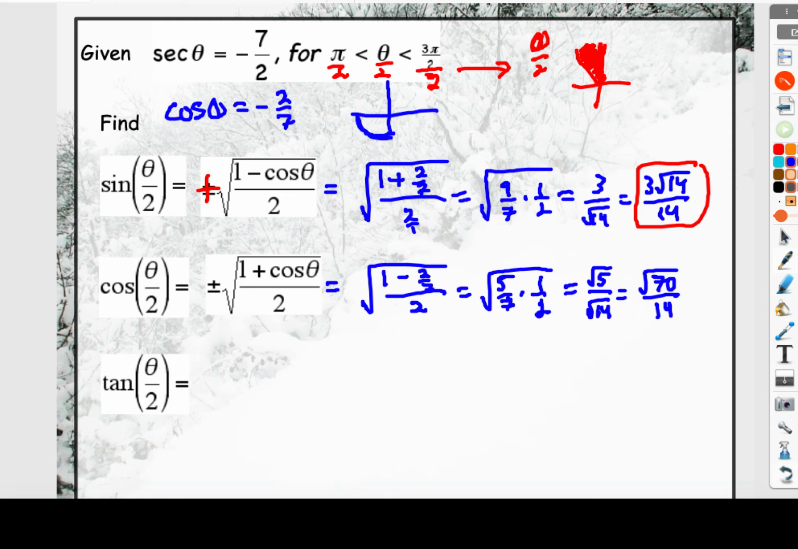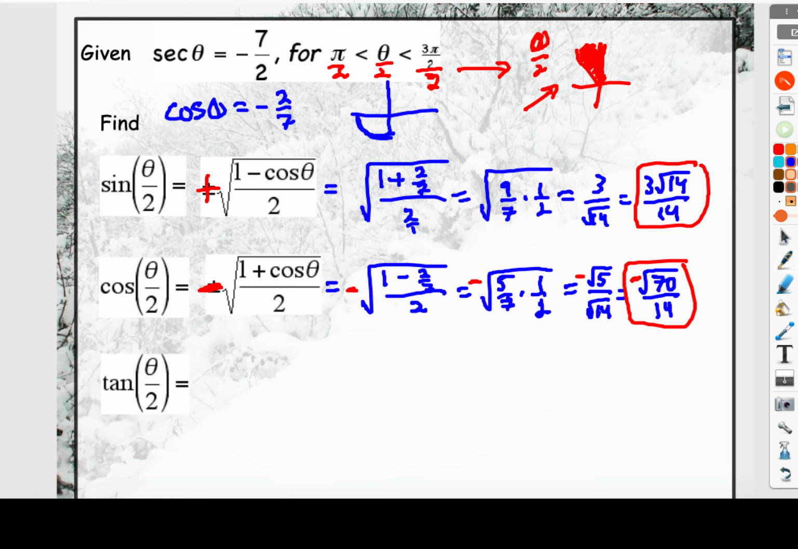Now, before I put a box around it, though, remember we got to go back and think about that plus or minus. Remember that cosine up in quadrant 2 is going to be negative. So in this case, that plus or minus is just going to become minus. And basically our overall answer is a negative root 70 over 14.